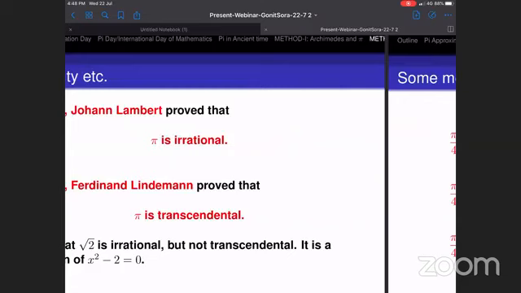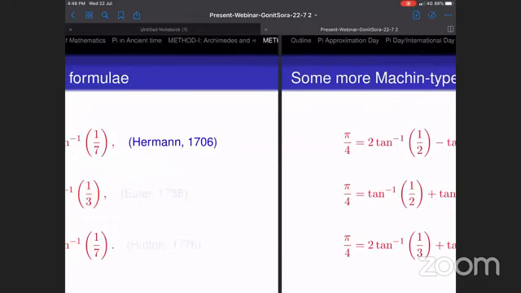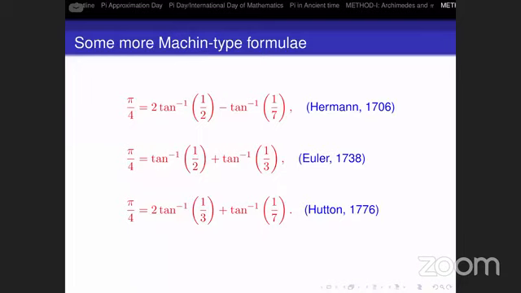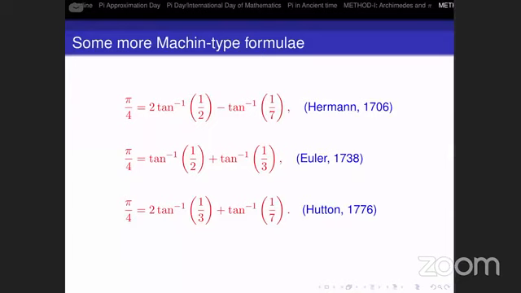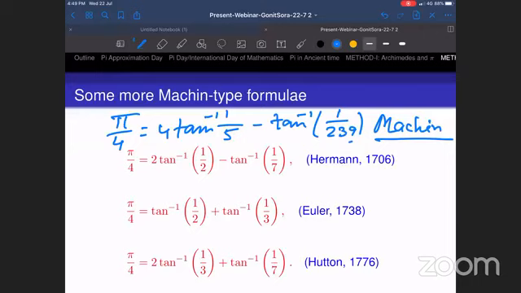And there are more Machin type formulas for pi. So here another one is by Hermann in 1706, then another one by Euler, and another one by Hutton. And the first one was Machin's formula. Machin's formula was, I can write here, 4 arctan of 1/5 minus arctan of 1/239. Okay, so this was Machin's formula. So there is an interesting problem here. So the students can try that.